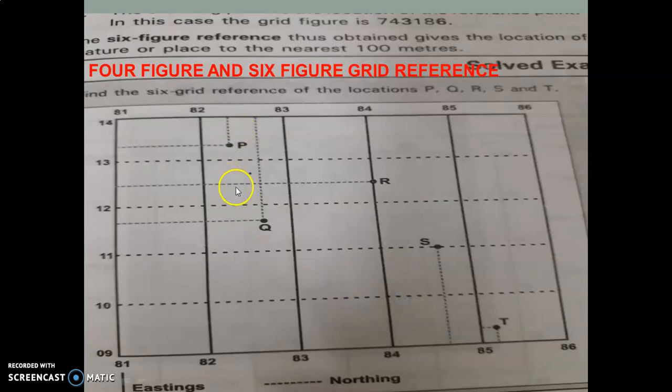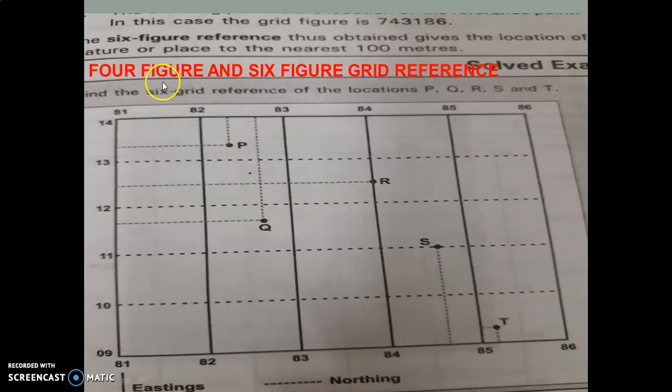Together, northings and eastings make a grid. You will find the bold black lines called eastings, and the dash lines are considered as northings. So together northings and eastings form different grids here. We have to find out the 4-figure and 6-figure grid reference of points P, Q, R, S, T. These are the symbols given in different grids.